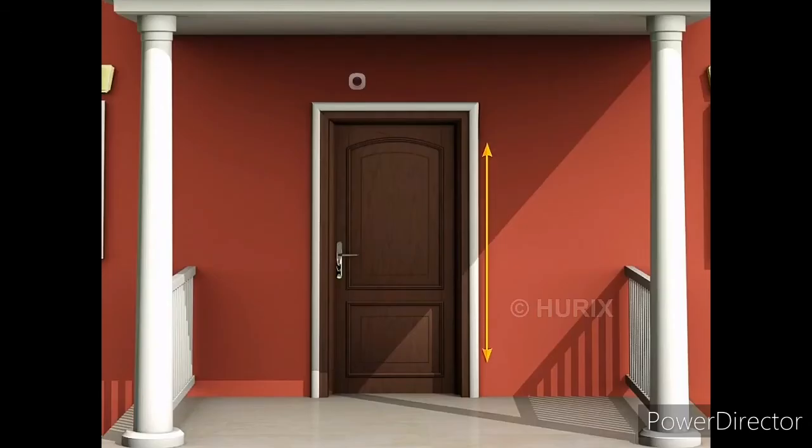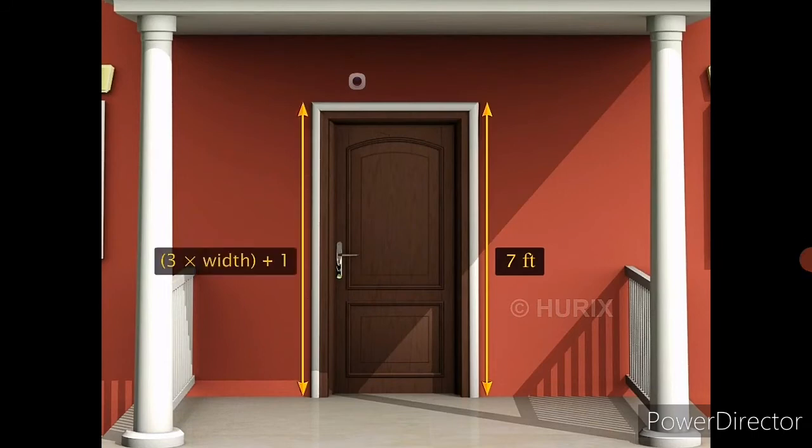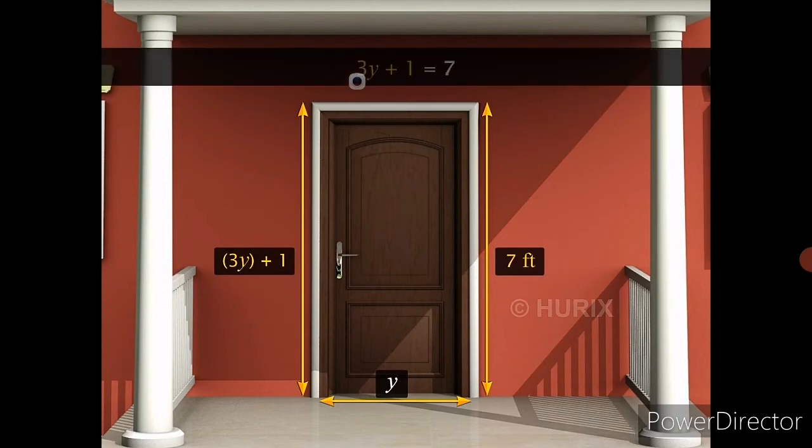The height of this door is 7 feet. Also, the height of the door is observed to be 1 foot more than 3 times the width of the door. Let's find the width of the door. Let's assume the width of the door to be y feet. So, the height of the door is 1 added to 3 times y, which is also equal to 7. Now, let's solve this equation to find the value of y, which represents the width of the door.